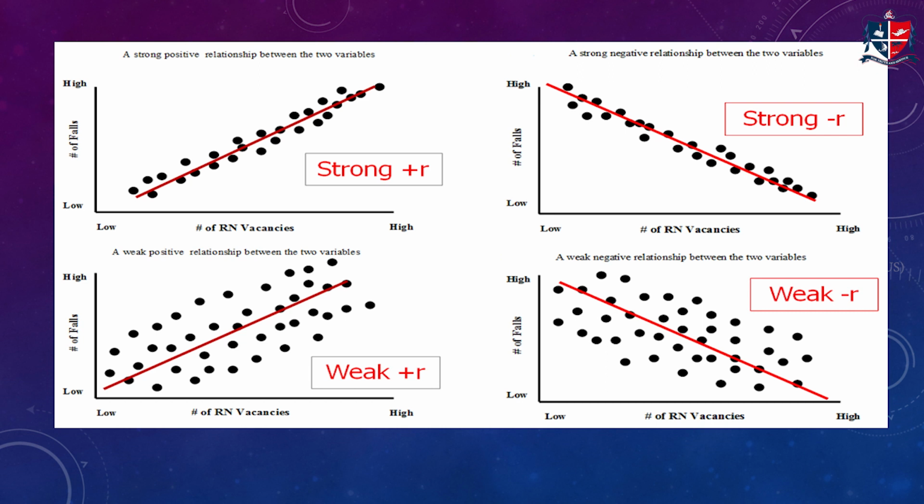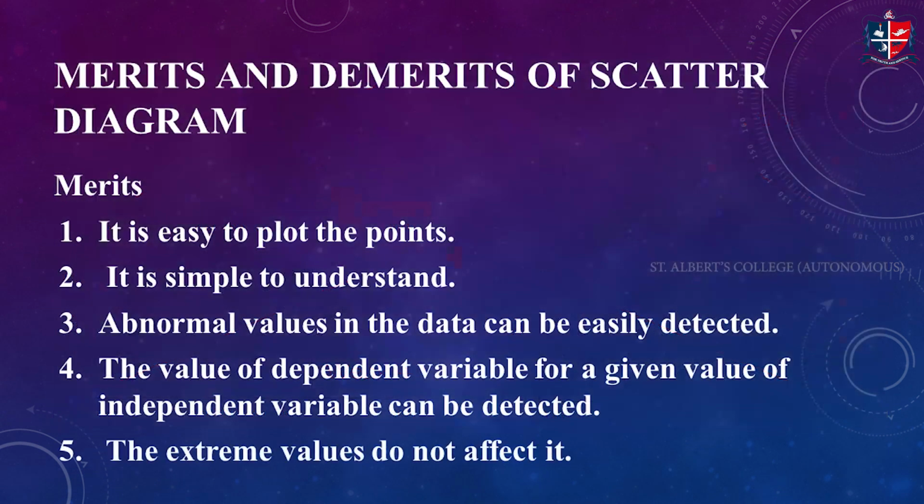Then look at the pattern. If it is moving upward, there is a weak positive correlation. If it is moving downward, there is a weak negative correlation. So that is actually how we measure correlation between the two variables from the scatter diagram.